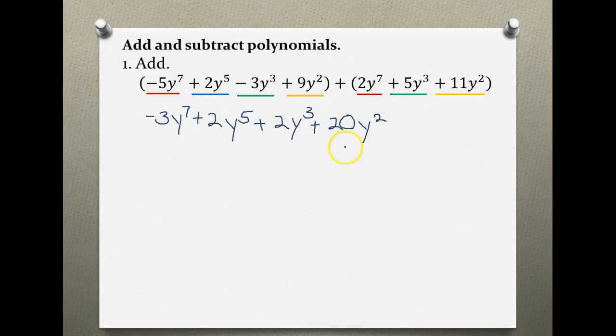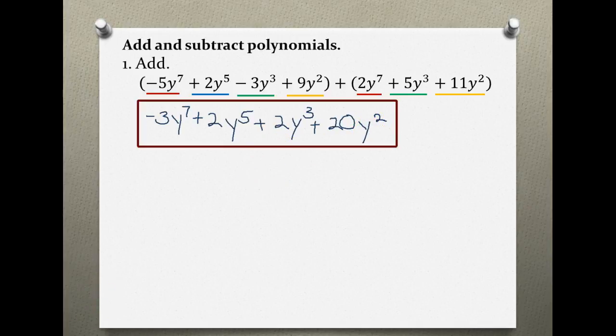to the 2nd power. Now we can double check that we simplified completely by looking at our variables and the exponent to see that there are no other like terms. So we only have one y to the 7th power, only one y to the 5th power, only one y to the 3rd power, and only one y to the 2nd power. So we are done adding these two polynomials together, and this represents our final answer.